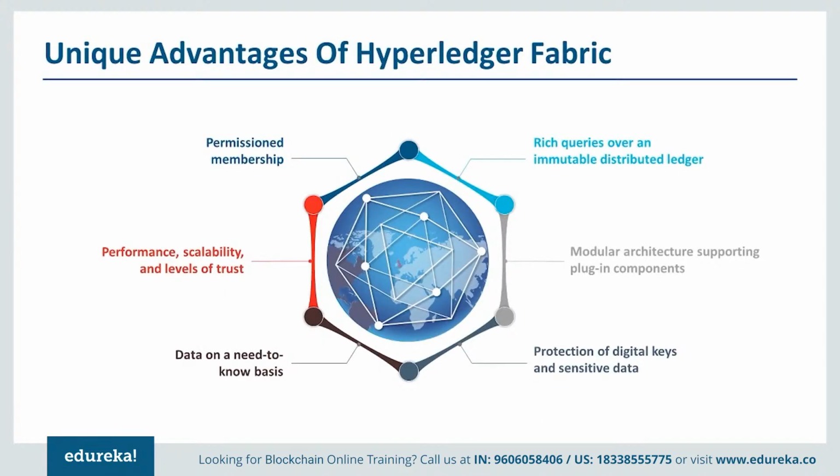Each and everything in Hyperledger can be plugged out and plugged in based on your requirement. Protection of digital keys and sensitive data. You have separate modules for protecting your keys; for example, the certification authority is a module specifically kept for securing your keys. You can have your own certification authority if you don't want to use the Fabric CA for authentication. Data on a need-to-know basis, performance, scalability, level of trust, and permissioned membership. These are some of the key attributes of Hyperledger Fabric.